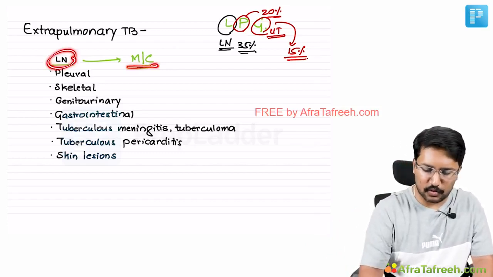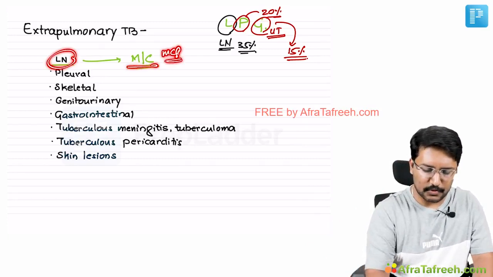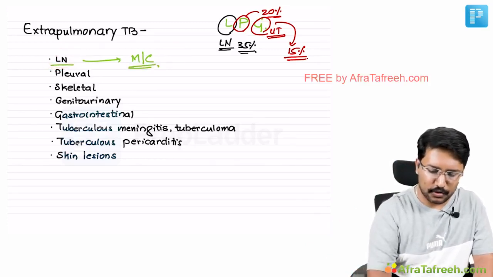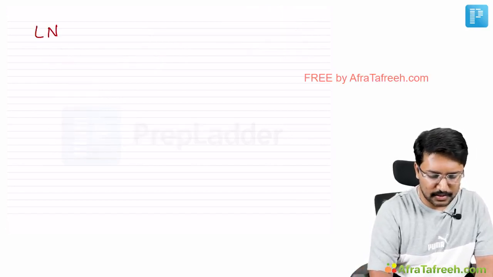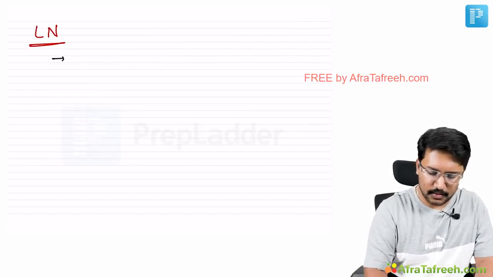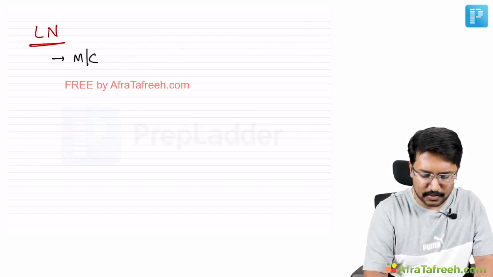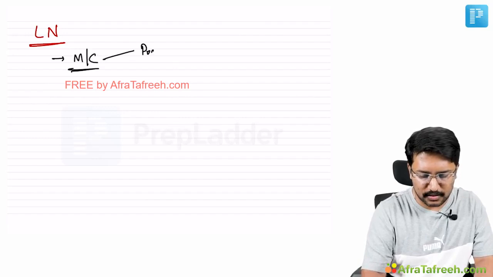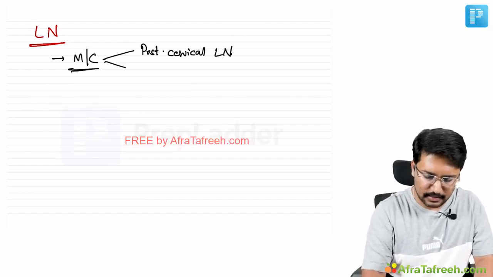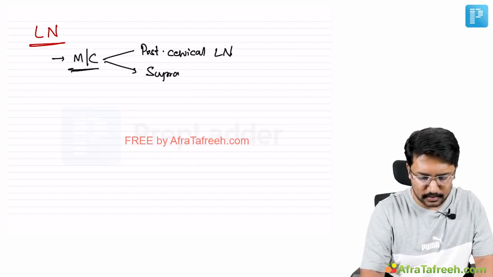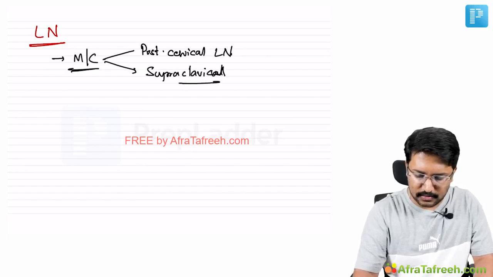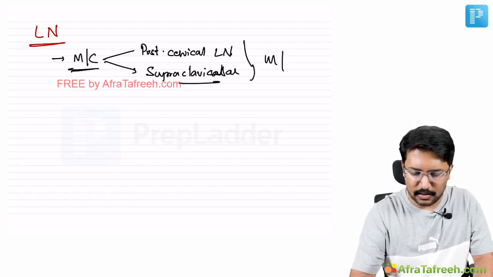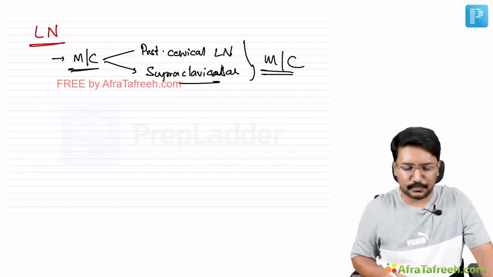Lymph node is the most common. This is one of the frequently asked MCQs. So whenever we talk about lymph node tuberculosis, we should describe this in a few words. The most commonly affected lymph nodes are usually the posterior cervical lymph nodes and the supraclavicular lymph nodes, right? Supraclavicular and posterior cervical lymph nodes are the most commonly affected.